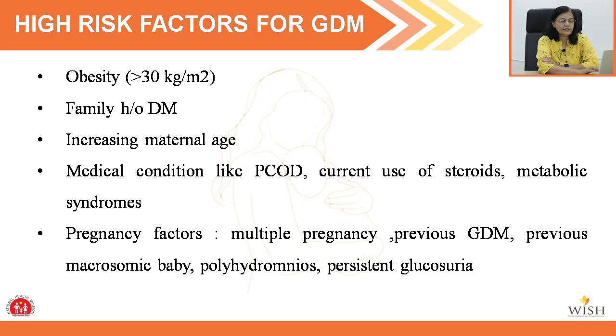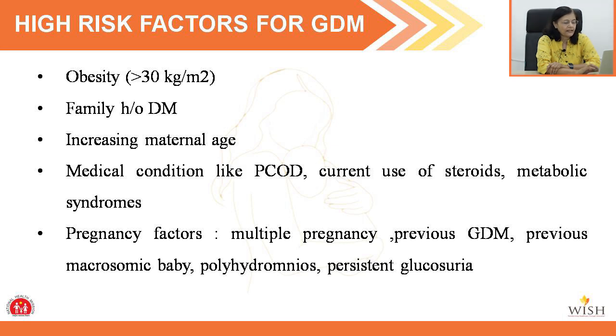Important is obesity, that is BMI more than 30 kg per square meter. Second important, if there is a family history of diabetes, then usually it is a risk factor for GDM. Then increased maternal age is again one of the important causes. Similarly, if a female is suffering from PCOD, again there is a risk, or there is use of steroids, or there can be other metabolic syndrome, then they are prone to GDM.